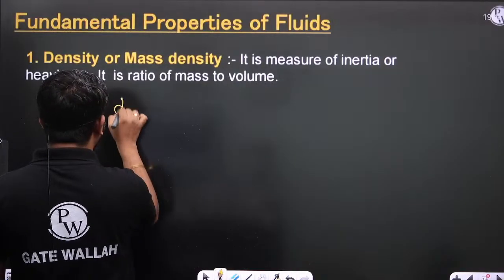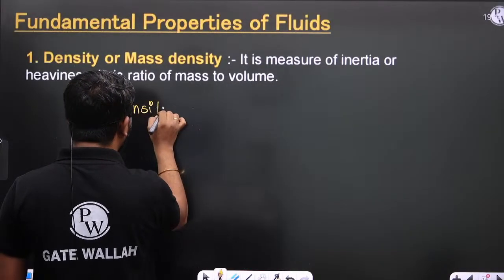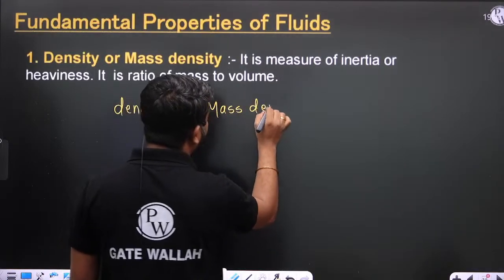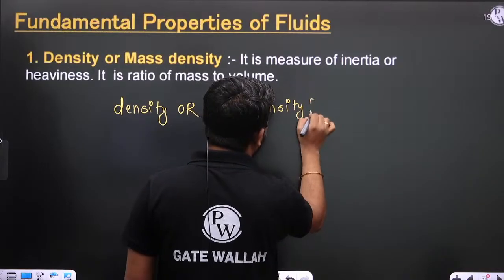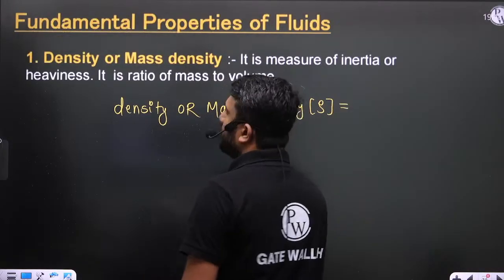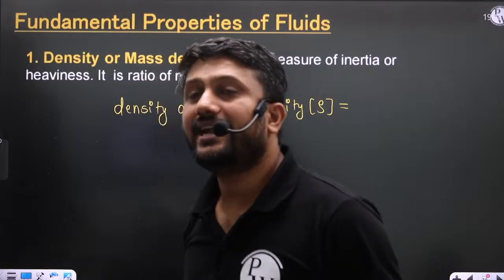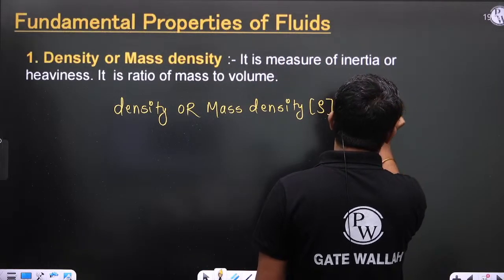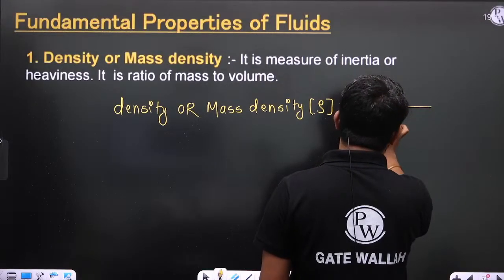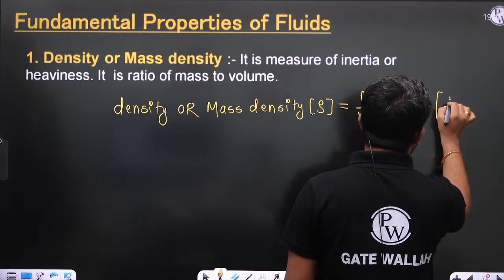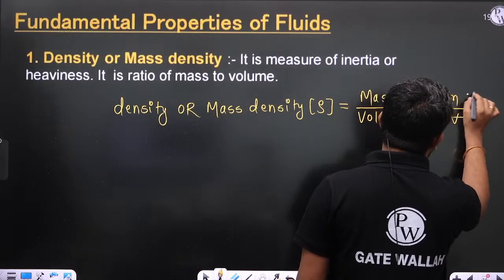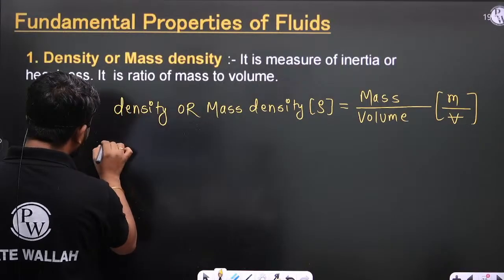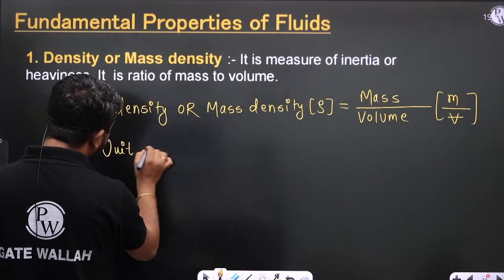Density or mass density is denoted by rho, and it is simply mass per unit volume. And if I ask you what is the unit, what is the SI unit?